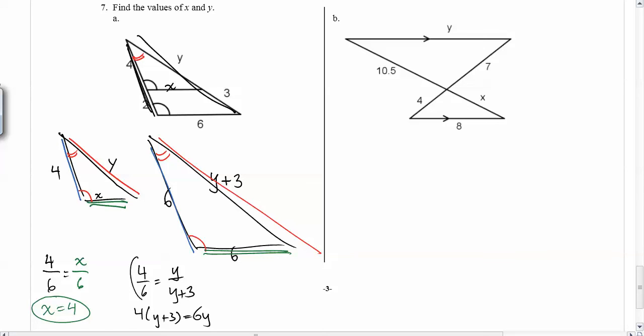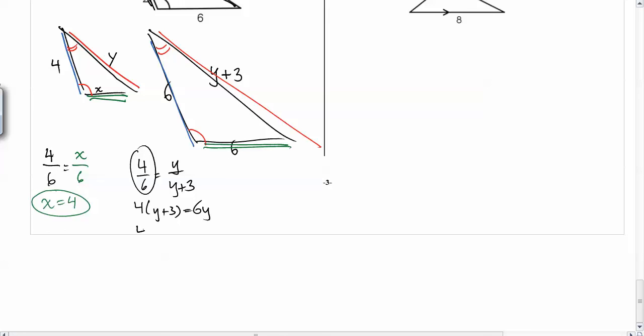And if you wanted to, you can reduce that too. I just got lazy there. I didn't think about it. 4y plus 12 equals 6y. So 12 equals 2y. So y equals 6.